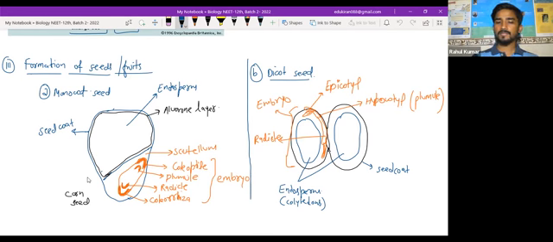Would you like to write the questions? Yes. Just write down. Draw a monocot or a dicot seed. Mark its structures. And explain the parts of a seed.